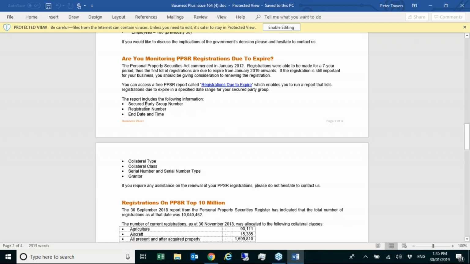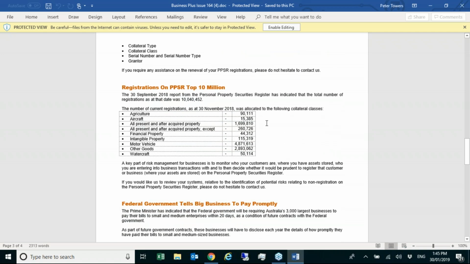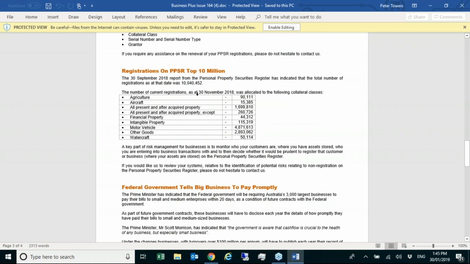The PPSR, that's the 7th year, so we've obviously got something on that. And we also included some material from the PPSR themselves because they got past the 10 millionth registration, trying to convey to your readers, your SMEs, that there's a whole stack of registrations being made out there. Are they registered? You know, that's the obvious question.